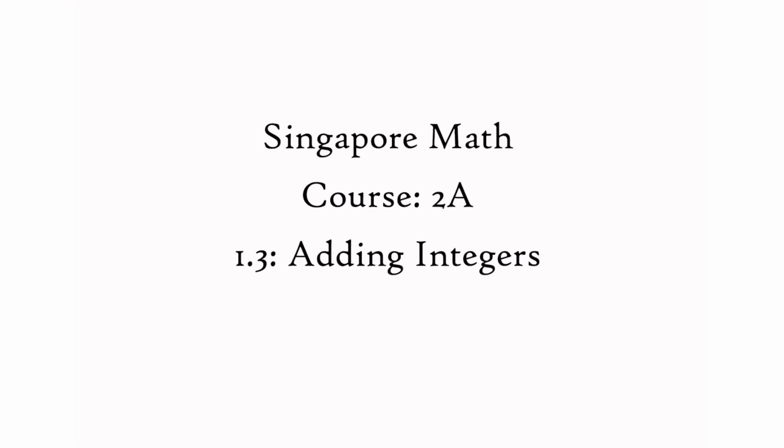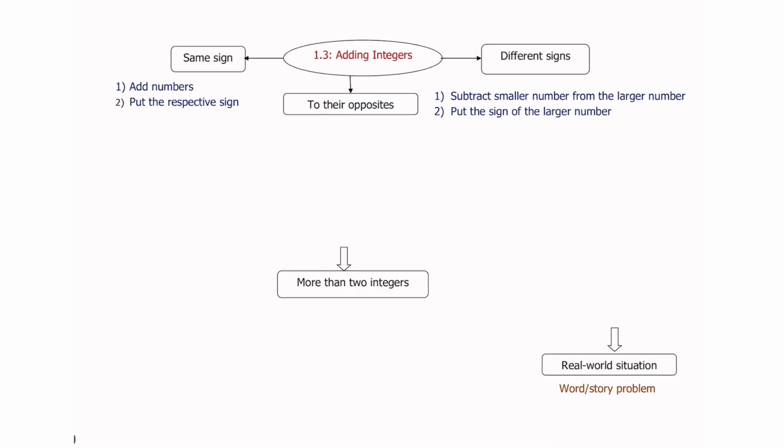Here we are with the concept explanation for 1.3 adding integers from course 2A Singapore Math. Are you ready? Let's get started. Here we see there are basically 5 subparts. Let's get started with the first, that is same sign.